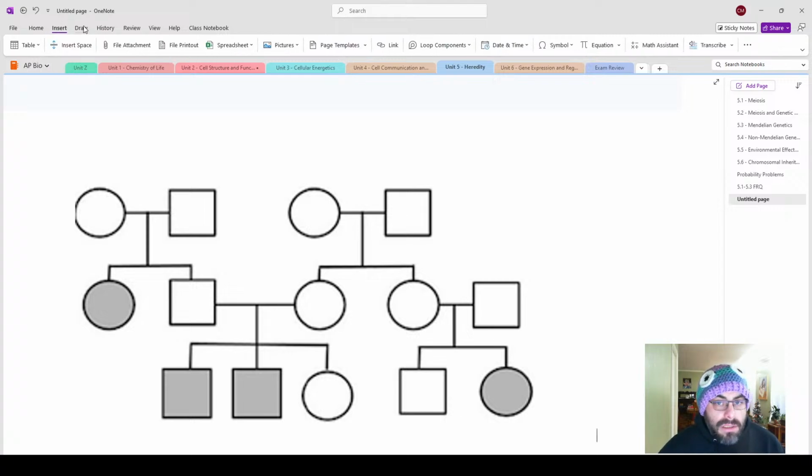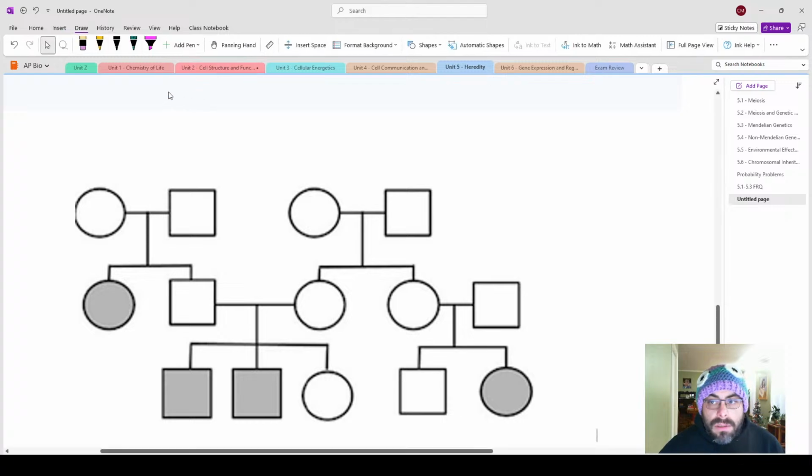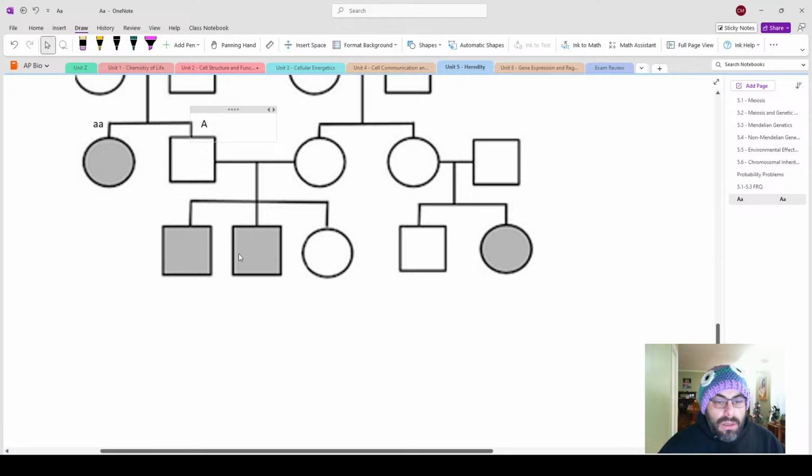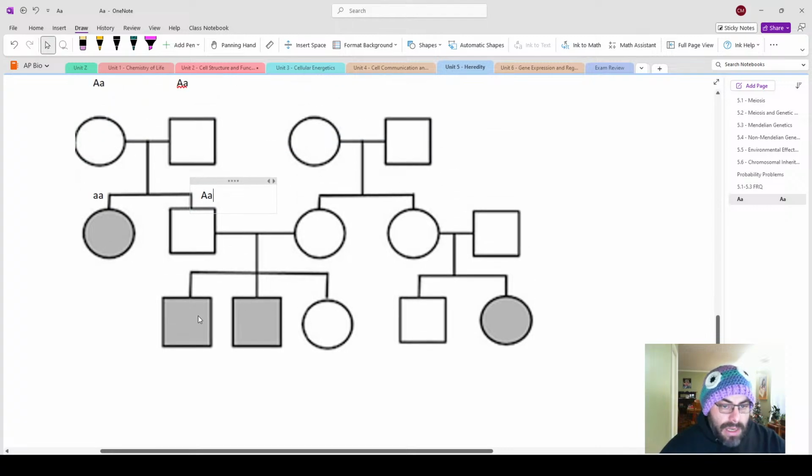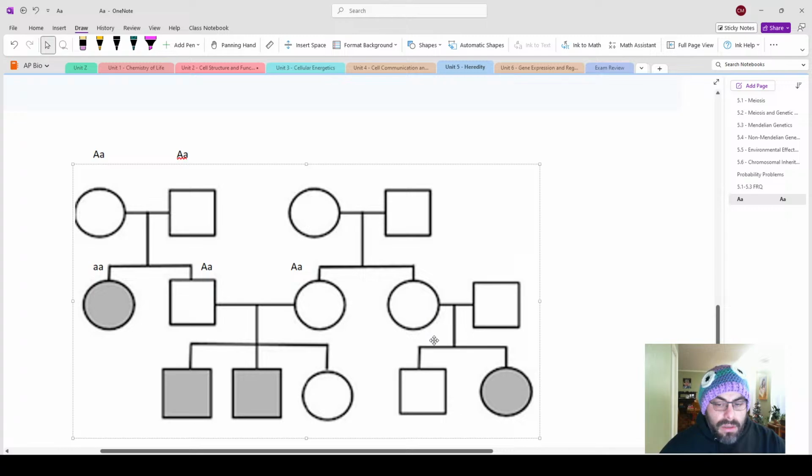I don't know how to put text in here, or I would, because it's much easier. Here we go. Parents would be big A, little a, right? And then here is little a, little a. Can we know this person? Well, we know it's big A because they don't have the disorder, right? And we can look at their children, and their children have it, and so it has to be little a. Same over here, right? And you can just kind of go through the whole thing.